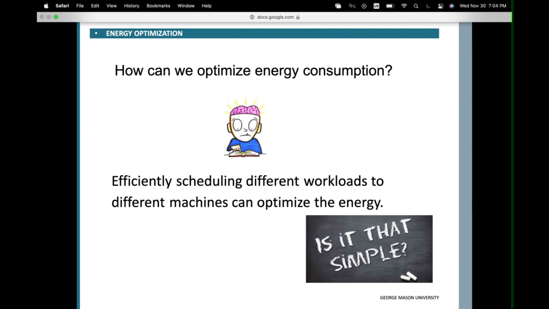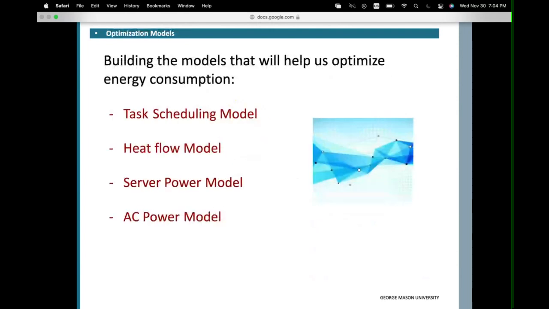So how can we do that? Is it that simple? That's the question. Building that energy consumption optimization system requires building full models, not single models. Each one of them: we have a task scheduling model, heat flow model, server power model, and AC power model.